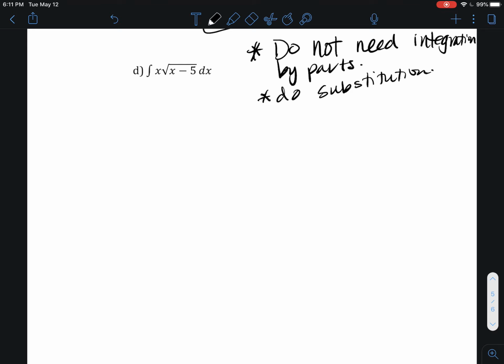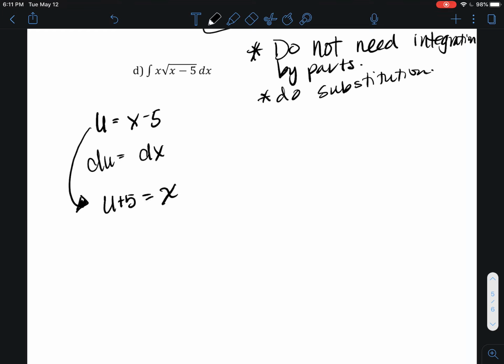Okay, so I'm going to just do u substitution. So u is actually going to equal what's inside of the radical, so x minus 5. And then du will just equal dx. Well, you're probably saying, that's not helpful for my x in front of that radical. But again, let's manipulate things. If I rewrite this and solve it for x, this would give me u plus 5 equals x. So this is what I'm going to substitute for x, and this is what I'm going to substitute for u.